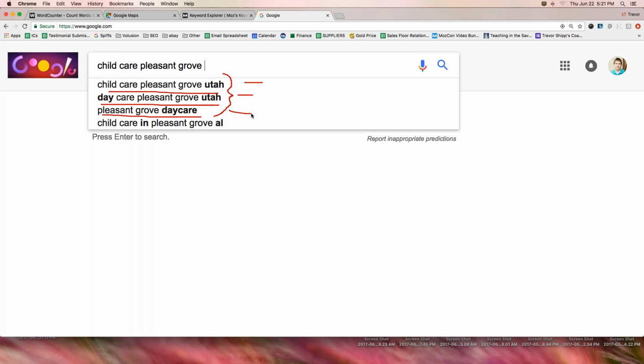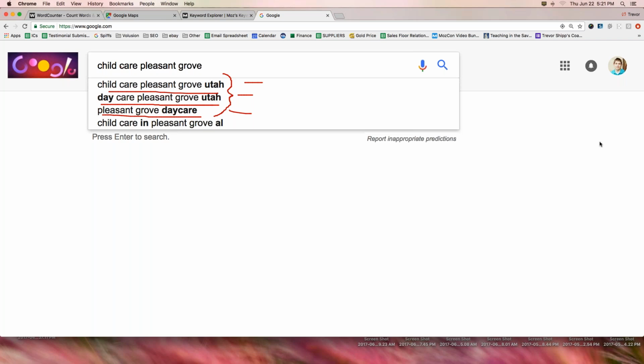But using the Google Suggest here, this is a tremendous way to do it because this will give you some ideas. They're using childcare. It suggested daycare. It suggested daycare as one word. I would also argue it'll probably do childcare as one word, and that should give you some ideas to extrapolate out.